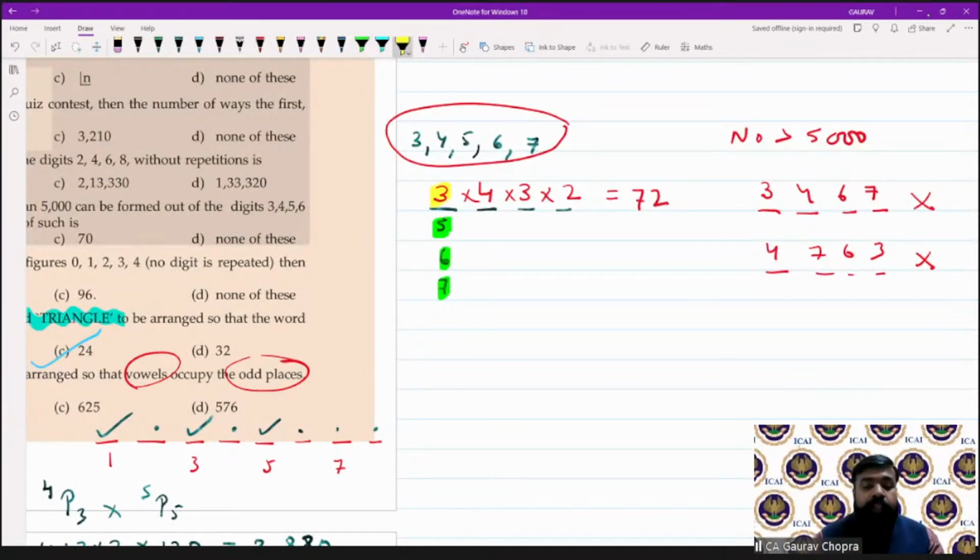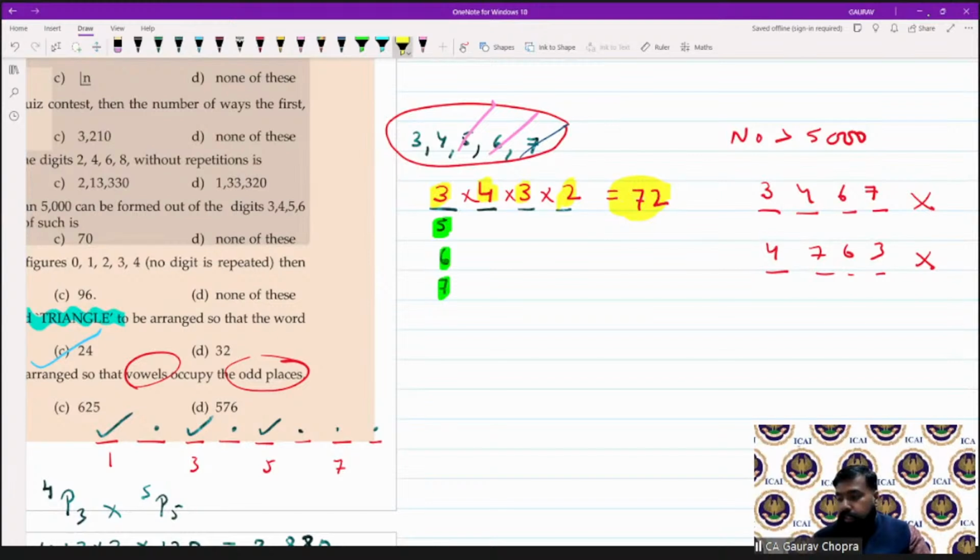Now let's say we have taken 5. Now only 4 options are available for the second position. So we have taken 4. Now let's say another number is also gone. So we are having 3 options available at this place. One number is also gone, then we are having 2 options available. So we multiply them and get the result as 72.